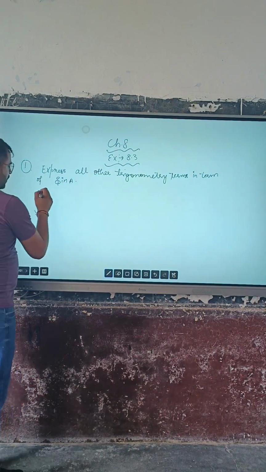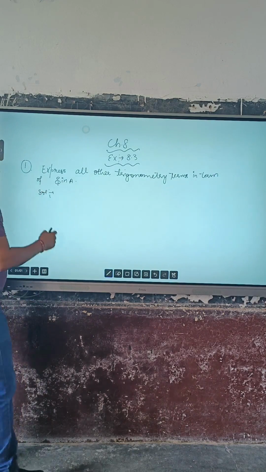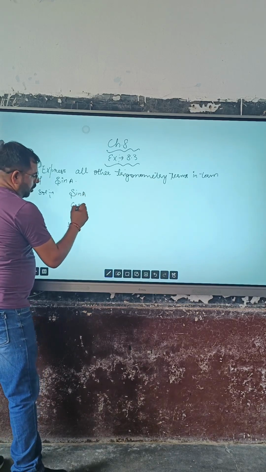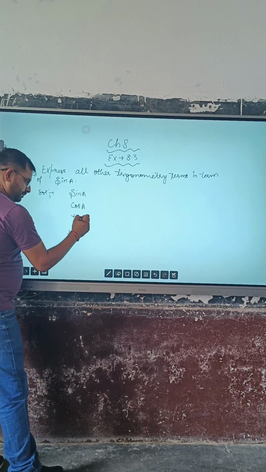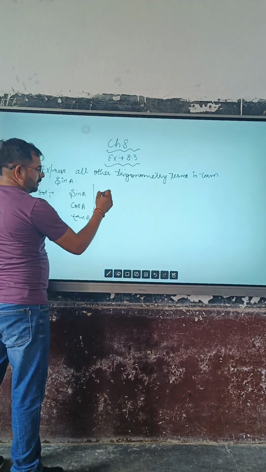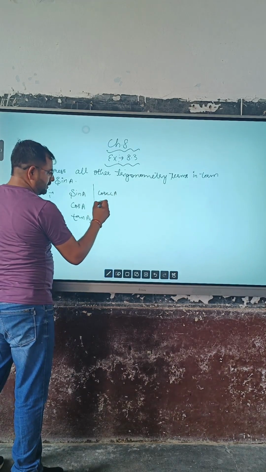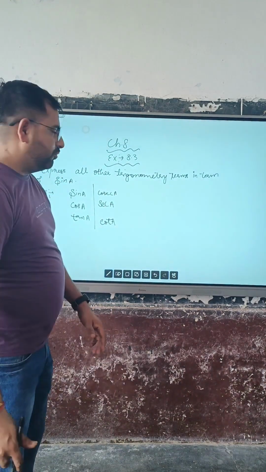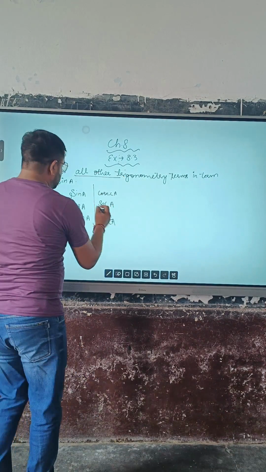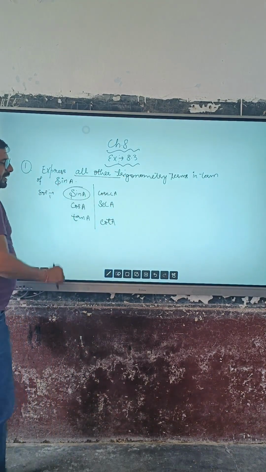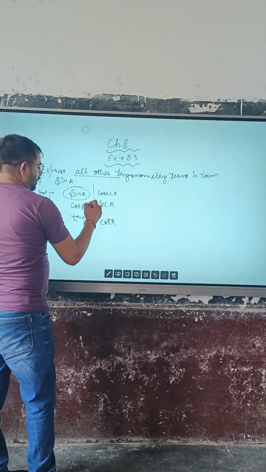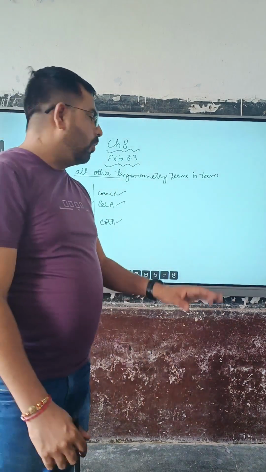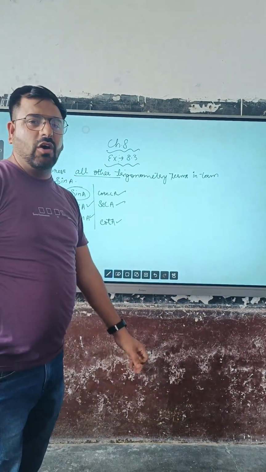So the trigonometry terms are tan, cosecant, secant, and cot. So we have to express all the other terms except sine. Except sine, we have 5 different terms, that is cos, tan, cosecant, secant, and cot. So we have to express all the other trigonometric terms in sine of angle A.